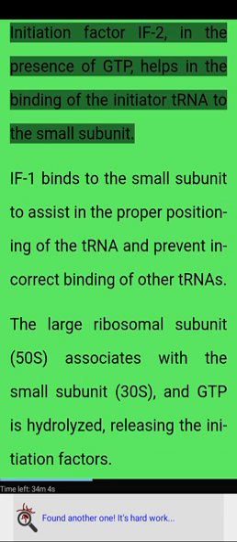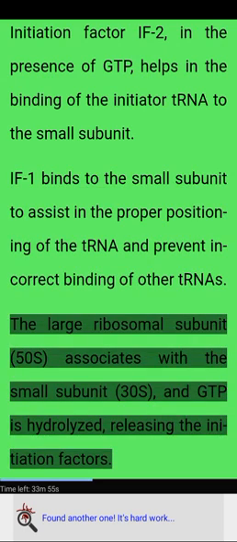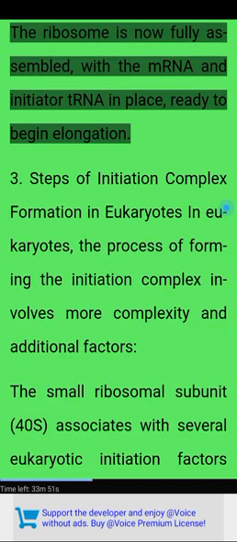Initiation factor IF2, in the presence of GTP, helps in the binding of the initiator tRNA to the small subunit. IF1 binds to the small subunit to assist in the proper positioning of the tRNA and prevent incorrect binding of other tRNAs. The large ribosomal subunit, 50S, associates with the small subunit, 30S, and GTP is hydrolyzed, releasing the initiation factors. The ribosome is now fully assembled, with the mRNA and initiator tRNA in place, ready to begin elongation.